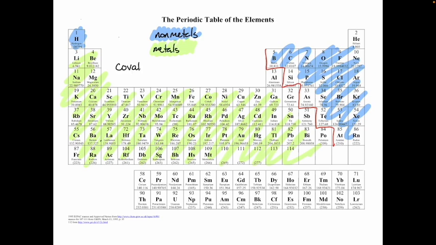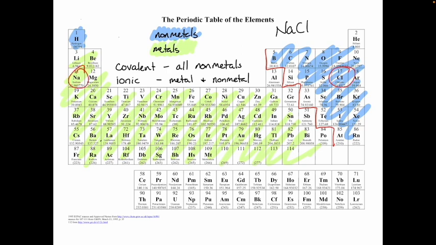A covalent compound is composed of all nonmetals. So carbon, oxygen, hydrogen. In my formula, that means that this is a covalent compound. Those are all nonmetals. The other type of compound is ionic compounds, and these are composed of a metal and a nonmetal. So one element lives on the left, one element lives on the right. That is an ionic compound. So for example, NaCl. Sodium's a metal, chlorine's a nonmetal, so I can identify that that is an ionic compound.